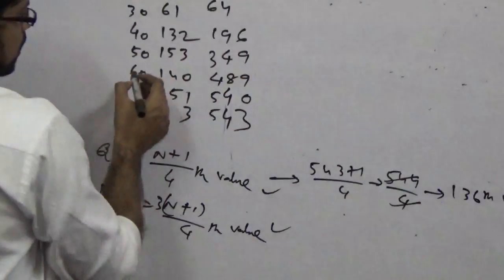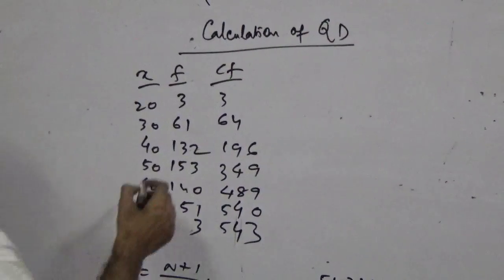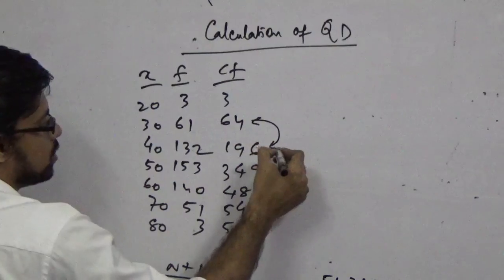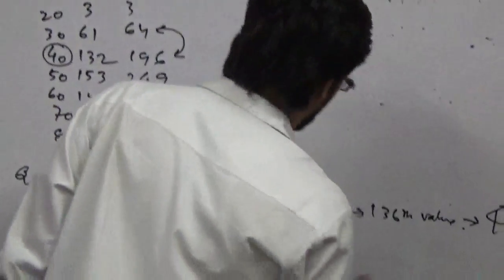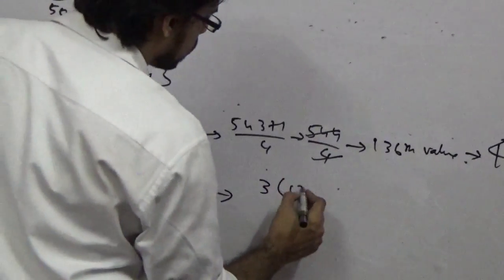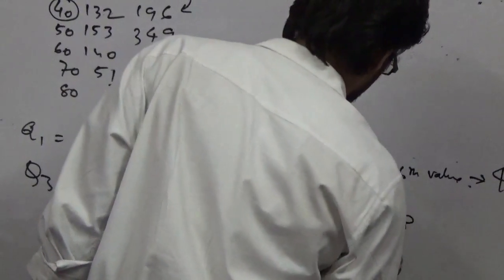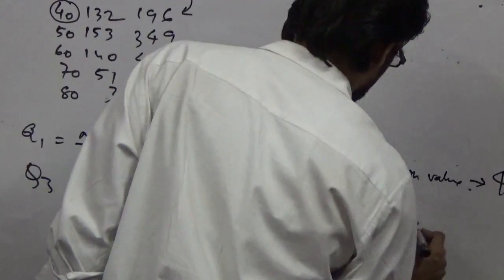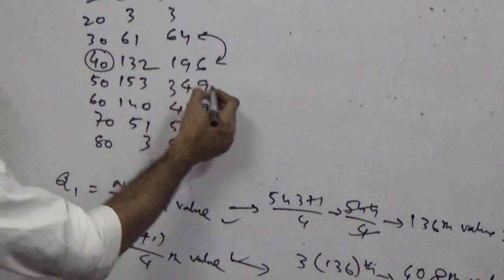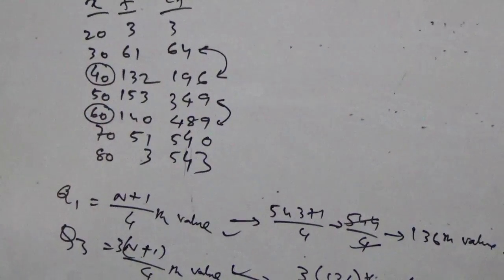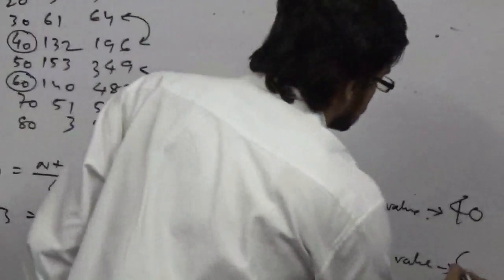Now according to this pattern, what is the 136th value? From the 64th value to the 196th value, every value is 40. So this value is directly 40. In the same way, 3 into 136, that is the 408th value. Where does the 408 lie? Within these two, where every value is 60. So that value is directly 60.